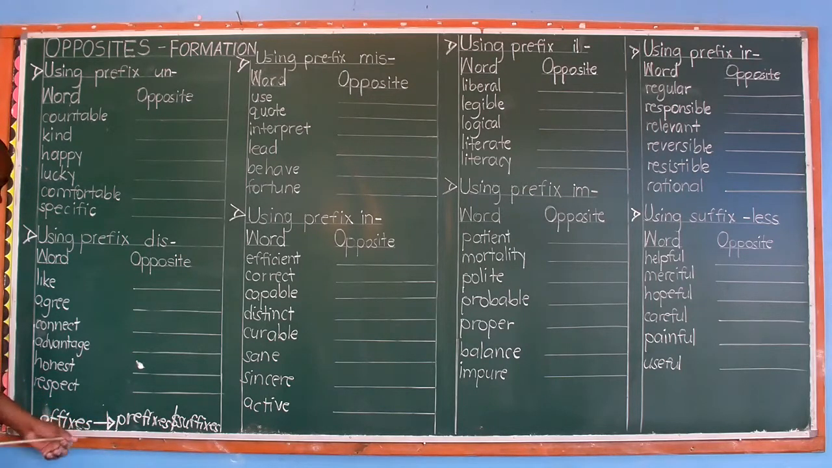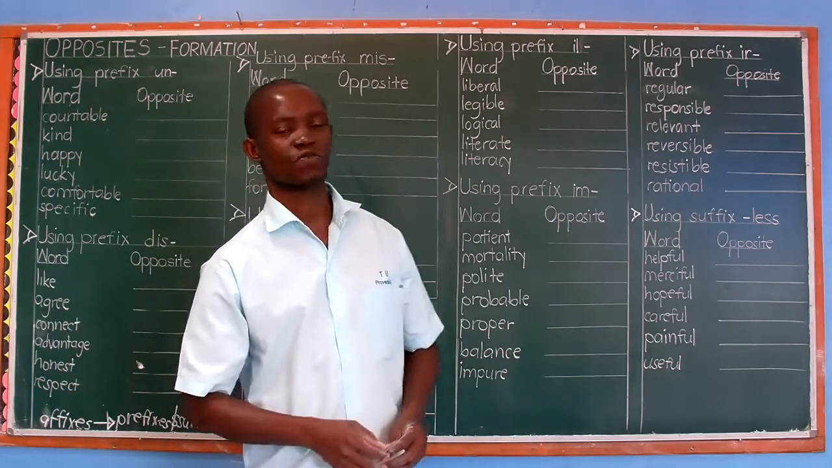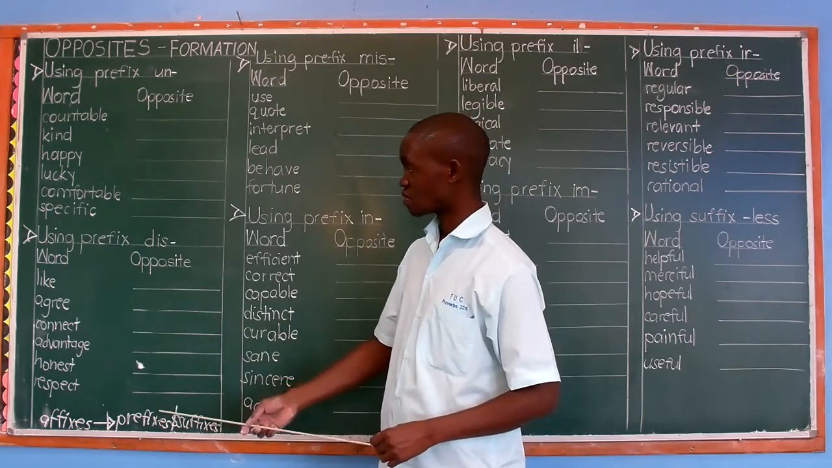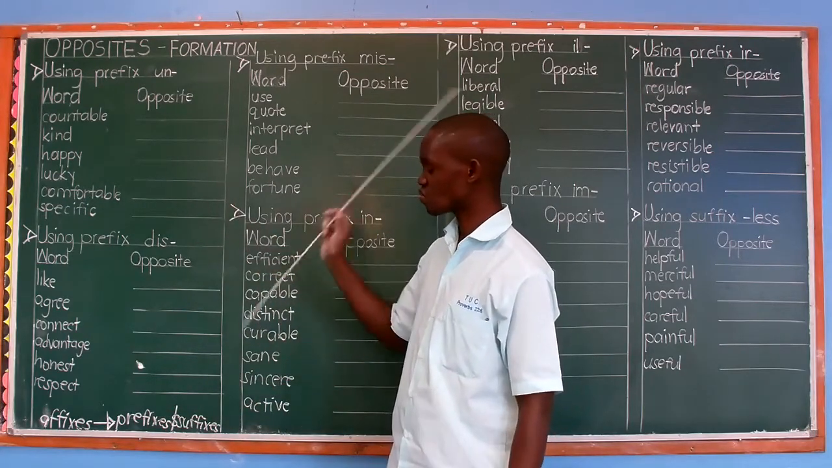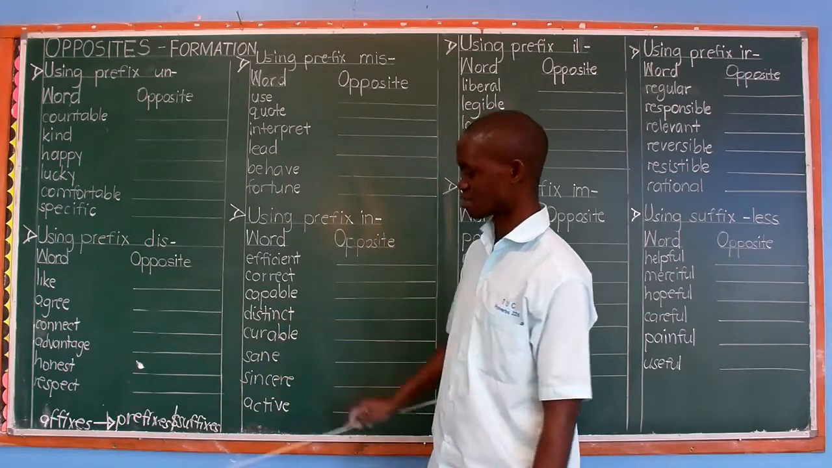What is an affix? What is a prefix and what is a suffix? An affix is a letter or group of letters added to a word to change its meaning. Then what about a prefix? When we are forming opposites, we are going to use affixes. Affixes are both prefixes and suffixes.